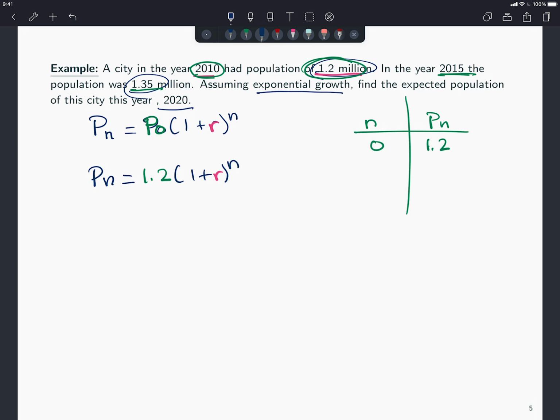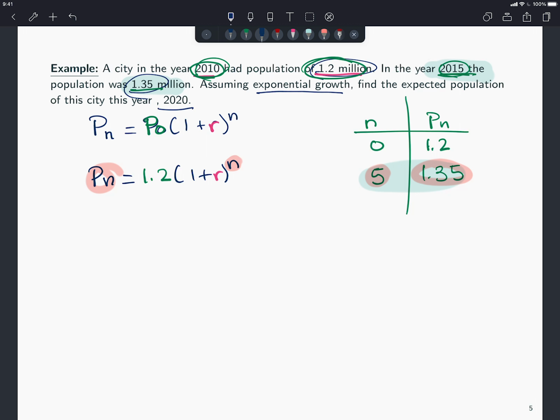But I was given another year. I'm given that in the year 2015, the population was 1.35. So I do know that 5 years from then, 2015 compared to 2010, it was in year 5, I had 1.35. So I can use this information. I'm going to use this as my 5, as my n. I'm going to have the P, this will be P5 on that side. And I'm going to get an equation that I can use to solve for r, because I would have everything else except the r. So that's how we solve this problem.